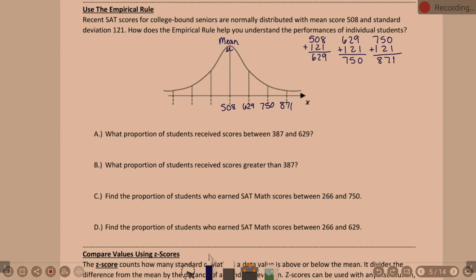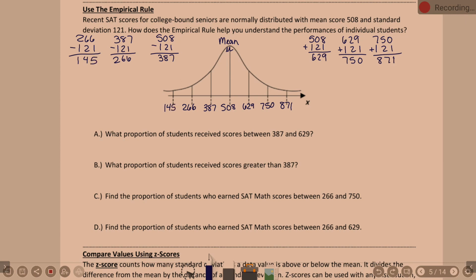Yeah. To get that first line, you're going to take 508 and subtract your standard deviation. So 508 minus 121 is? 387. Then you're going to subtract the second one. 387 minus 121 is 266. And then to get to the third standard deviation, 266 minus 121 is 145.